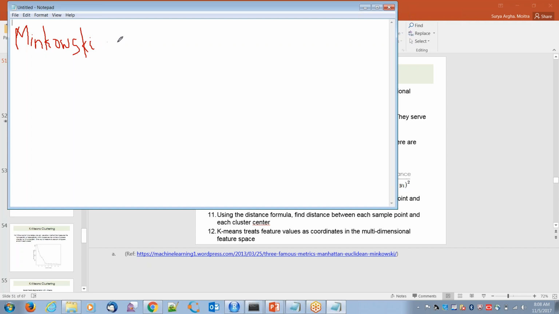Okay, let's say this is the Minkowski distance. So the Minkowski distance says that, say, h2 minus h1 we did, right? And then for Euclidean distance we squared it, for Manhattan distance we didn't square it, right? So let's say this power is C, and then we summed it.